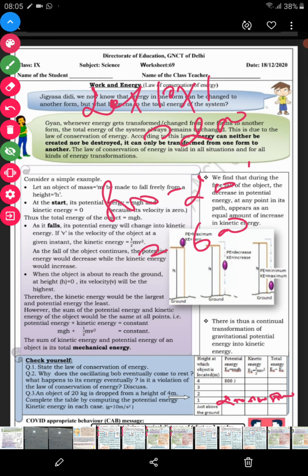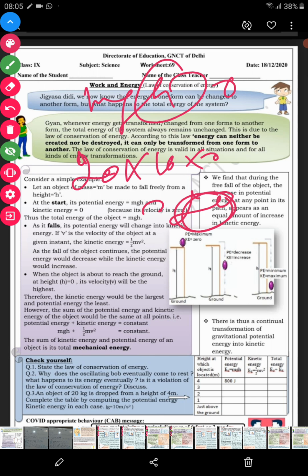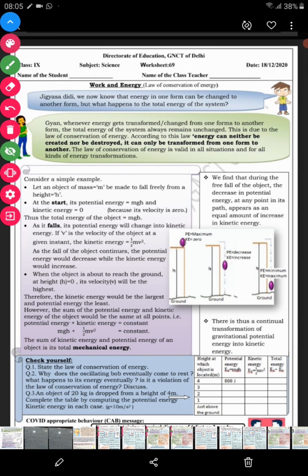On reaching the ground, h is 0, so mgh is 20 into 10 into 0, that is 0. Then 800 minus 0 is 800, and the sum is 800. So this is all about today's worksheet.